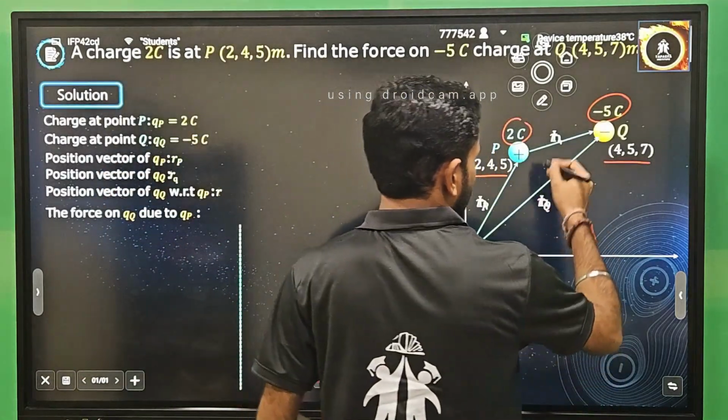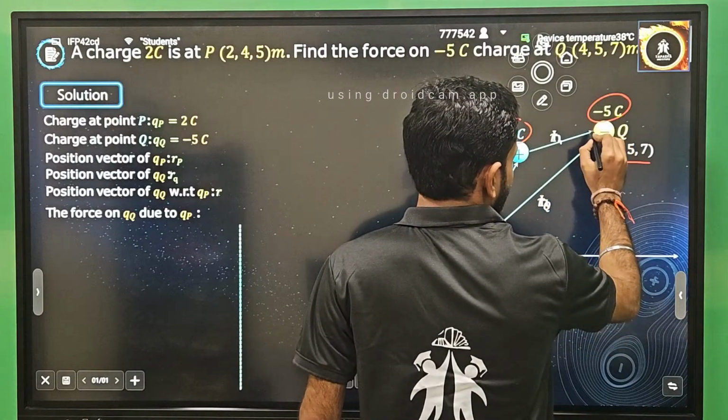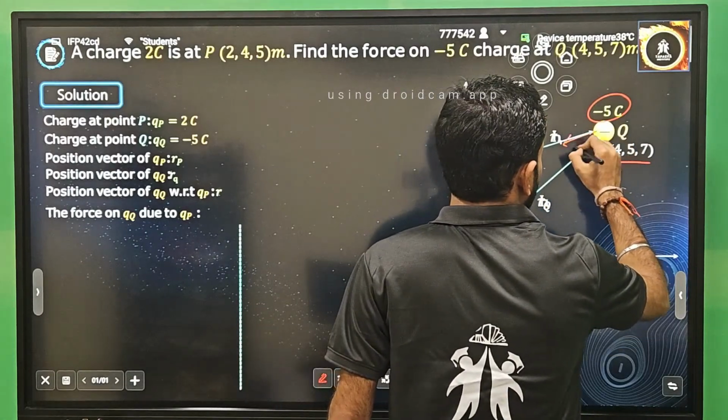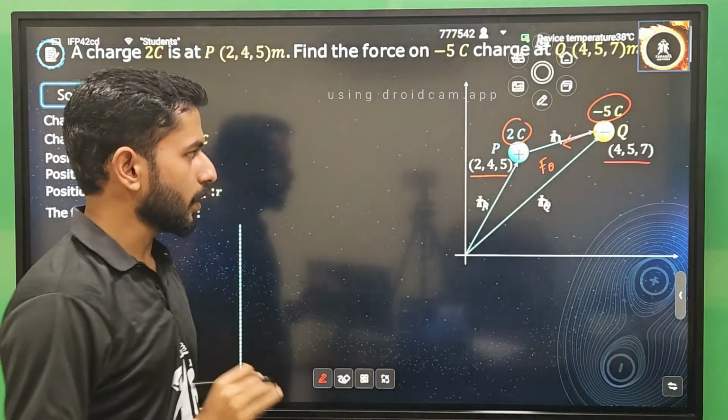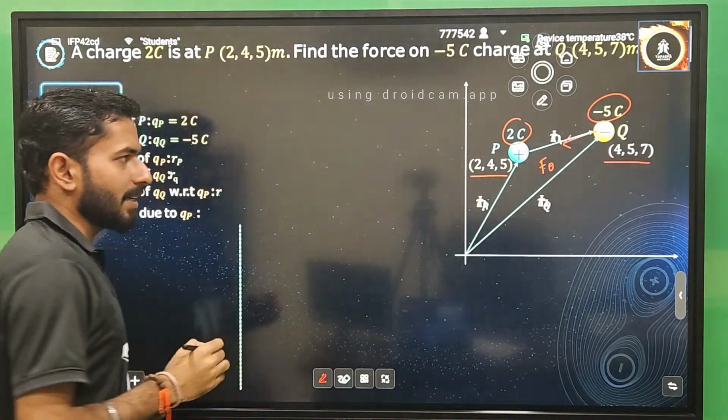You have to find what will be the force that will be acting here. How will you do it? Firstly, draw the directions. If I am asking you for this force, can I say this will be an attractive force? This is force on Q. Correct? Force on Q. Okay. So how will I write? I will write simply what?